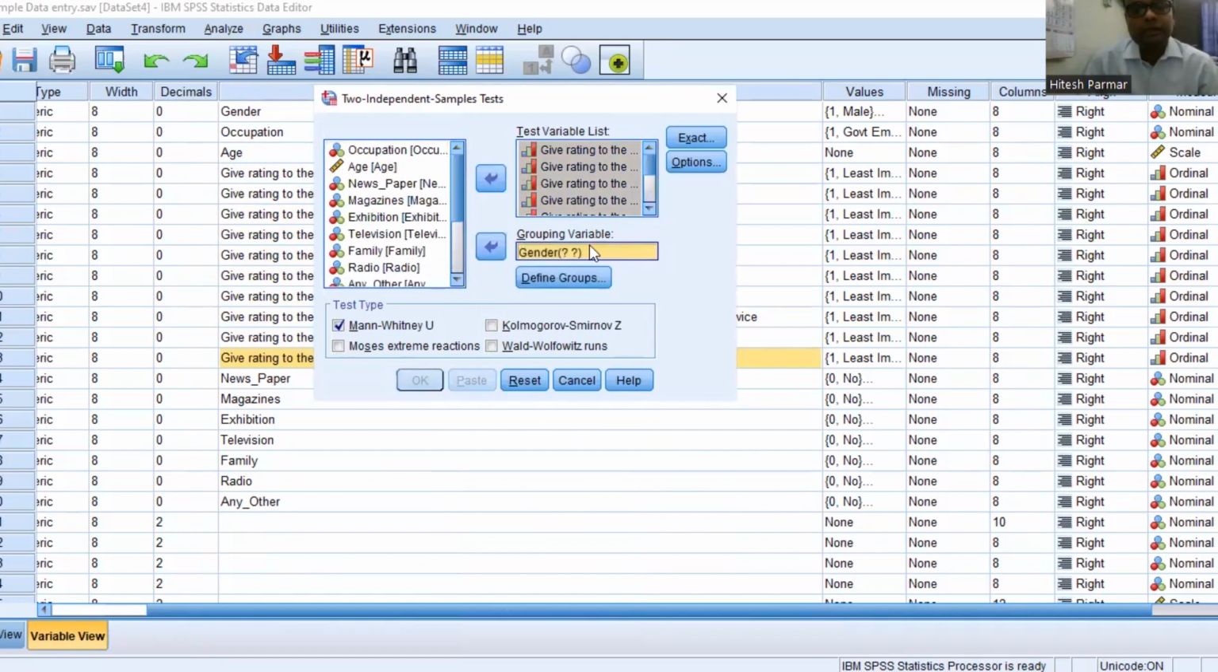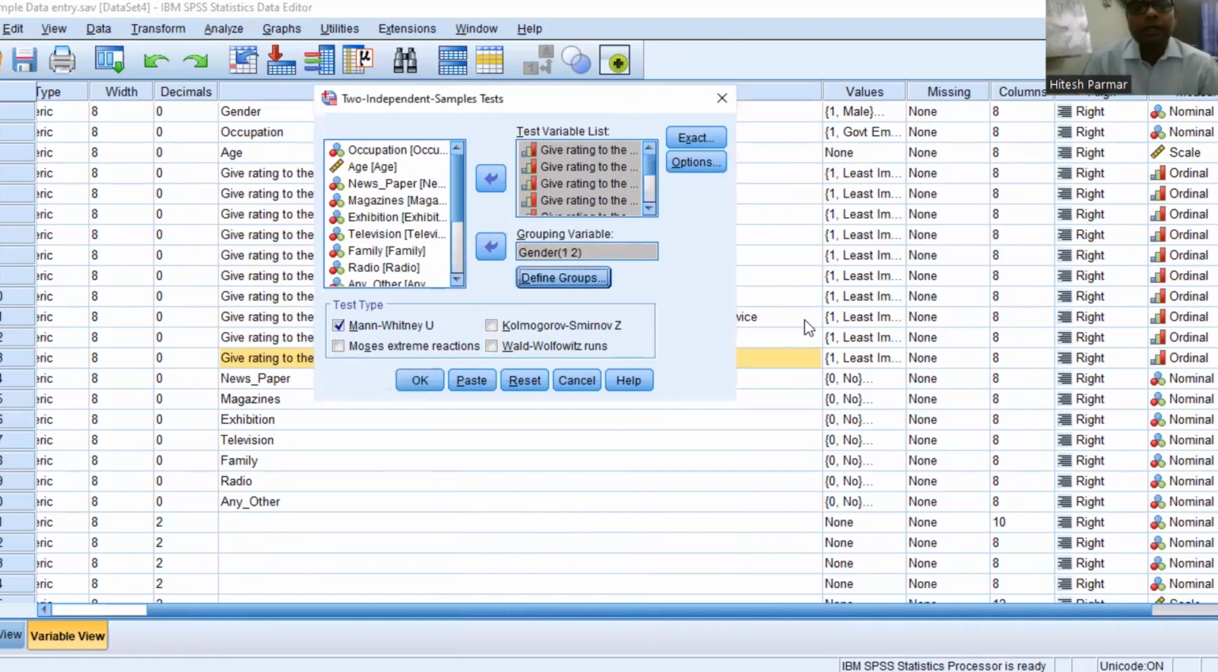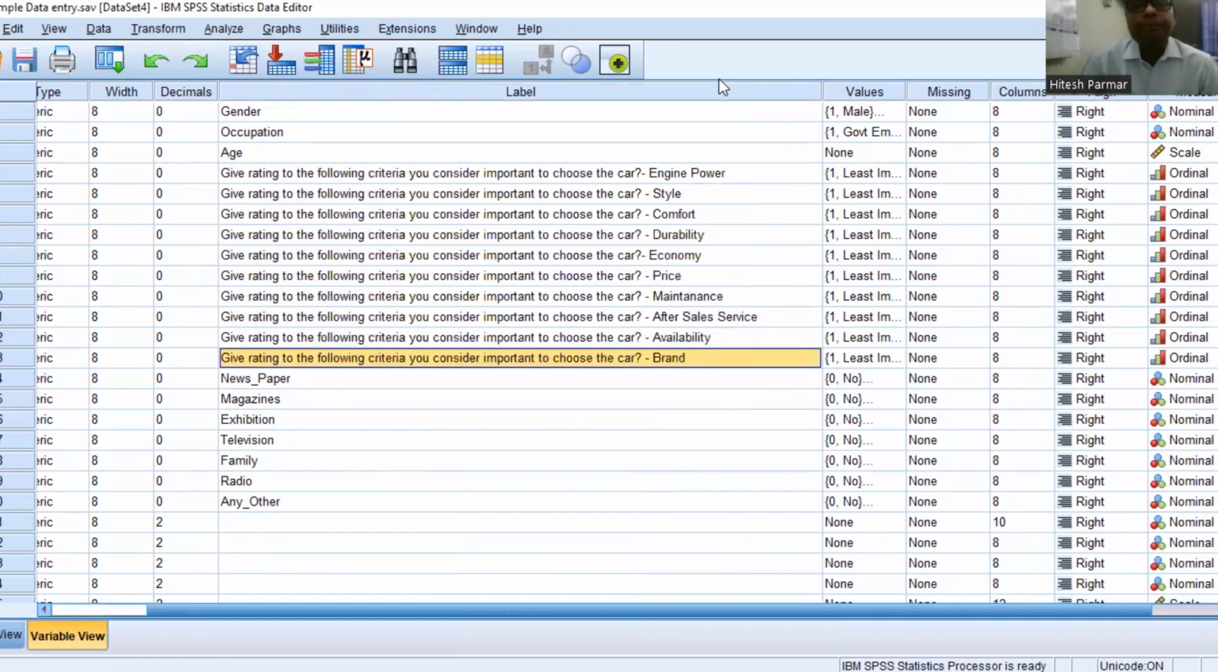Gender we can consider as a grouping variable, define group, and then whatever our coding, we have a 1 and 2 coding. So we can keep 1 and 2. We can click on continue. Here by default Mann-Whitney U is available, and we can click on OK. Let us see the output. Where is the output?